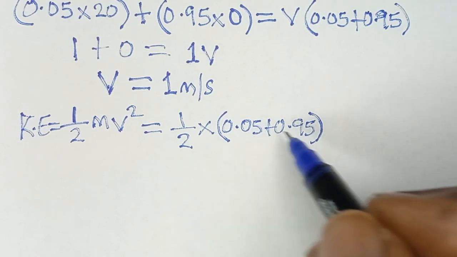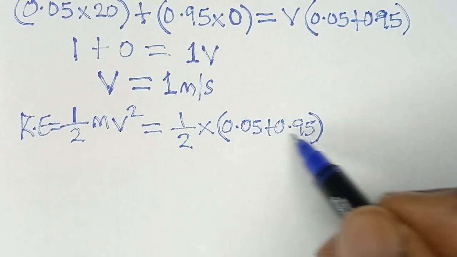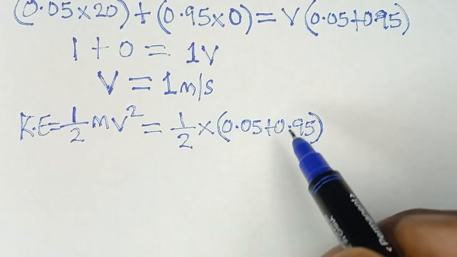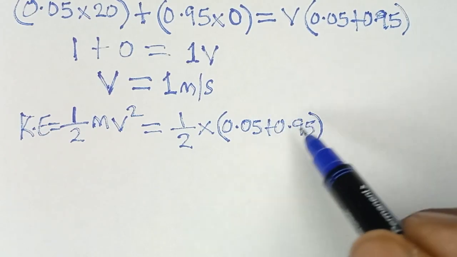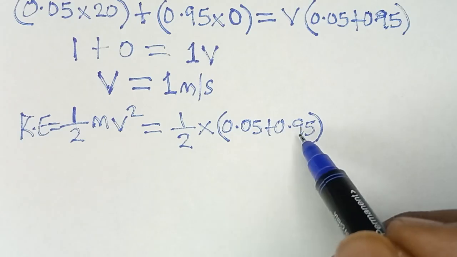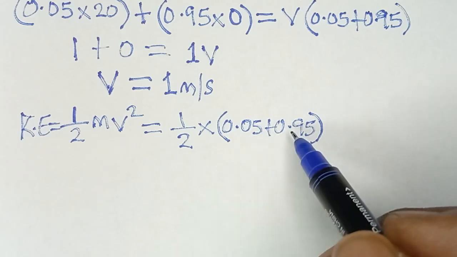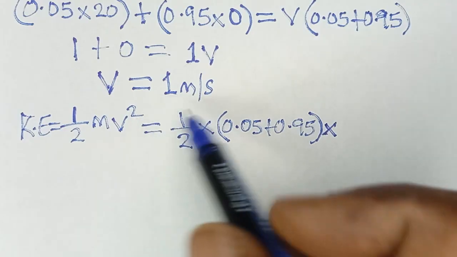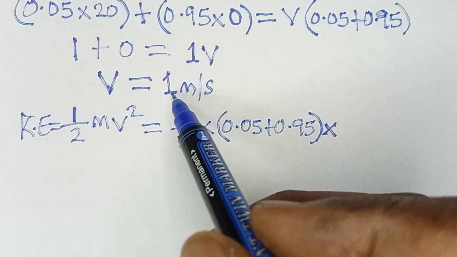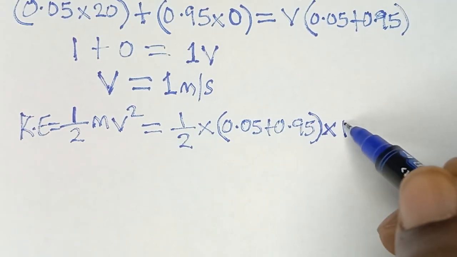Sorry, the block, not steel, I mean the bullet and the steel block. So it has to be the two masses because they are moving together, because the bullet is shot into the steel block. So the two of them are moving together. So the total mass will be the addition of their masses, and then multiply by v squared. Don't forget, their velocity after impact is 1. So I simply say 1 squared.